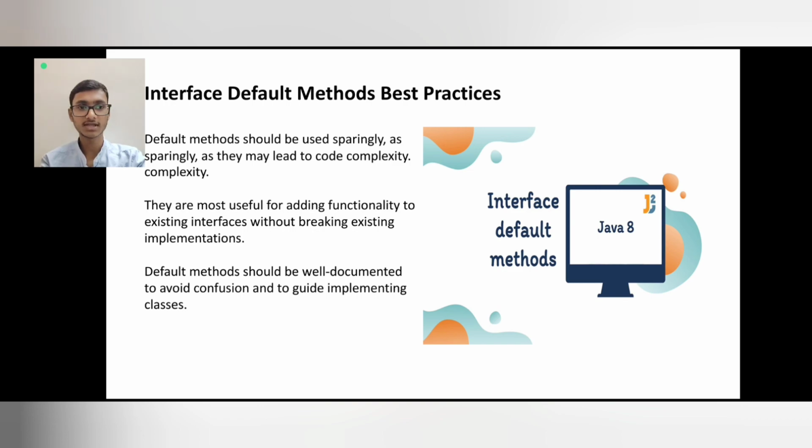Interface default methods best practices. Default methods should be used sparingly as they may lead to code complexity. They are most useful for adding functionality to existing interfaces without breaking existing implementations. Default methods should be well documented to avoid confusion and to guide implementing classes.